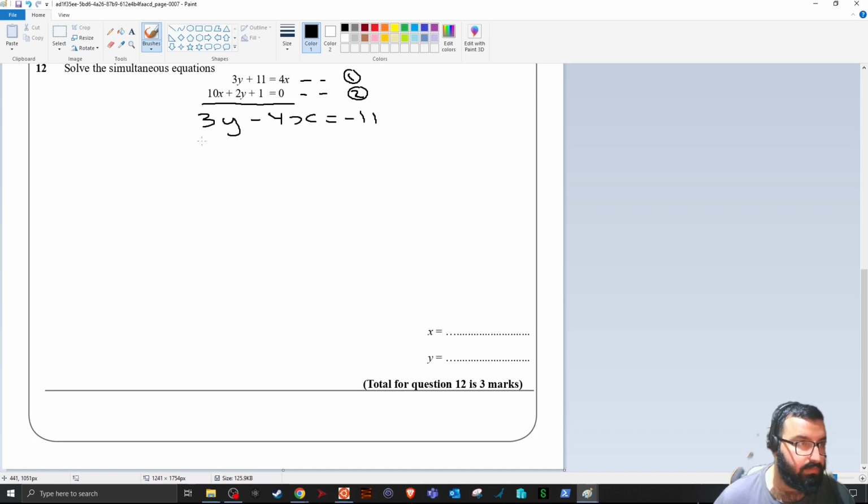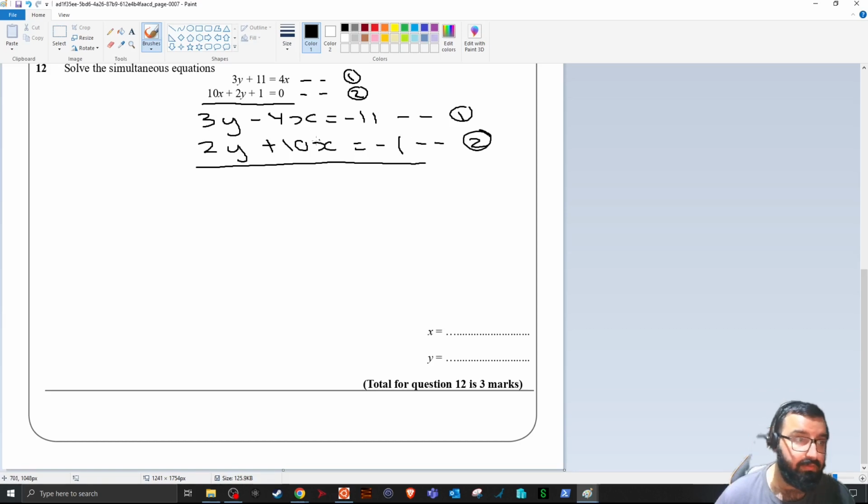And it's better for me to also match the y's with each other and the x's with each other as well to avoid confusion. So 2y plus 10x equals minus 1. So I'm hoping everyone's understood that, especially after I've rearranged things in one go. So here's the other slight complication that we have.